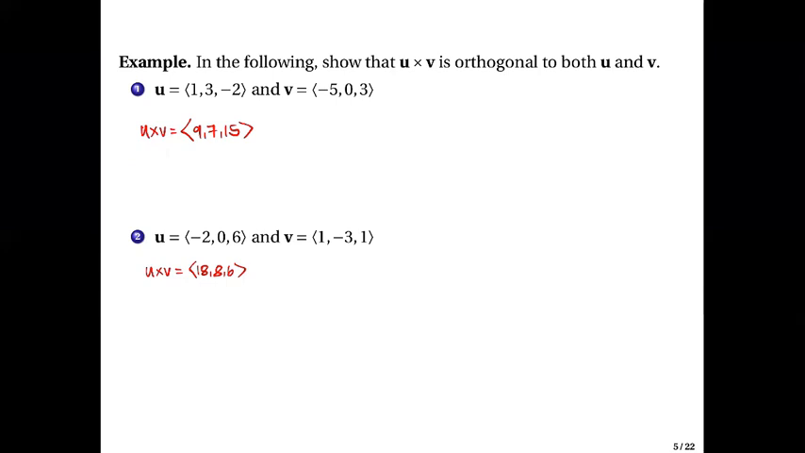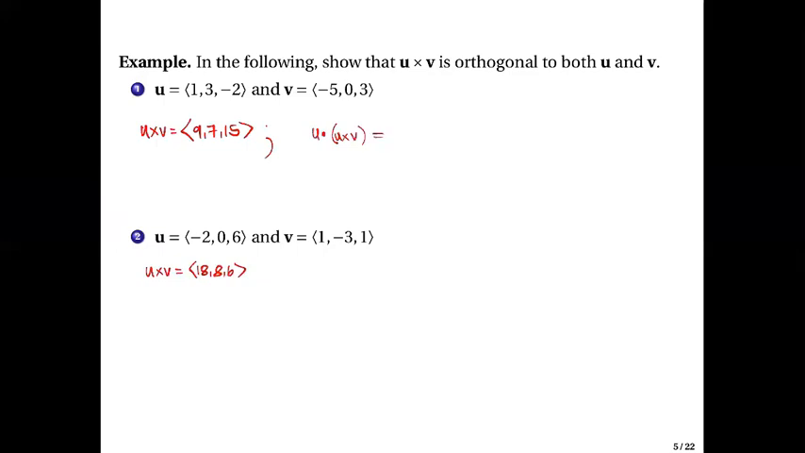If we dot U cross V with U or with V, we should get the 0 scalar. If we don't get that 0, it means something is wrong with our computation. So let's start with that. We want to dot U with U cross V.